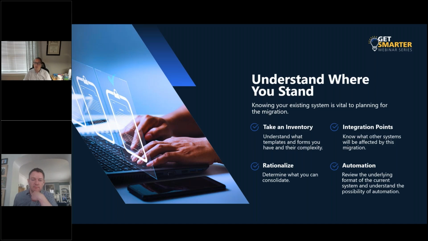Then you also need to look at your integration points. So understanding where your data is coming from. Data, as we all know, drives customer communication. So having an understanding of where those integration points are is vital. Also looking at where those documents will be delivered to, where your communications need to go. Those both upstream and downstream integration points are vital to understand for your migration.